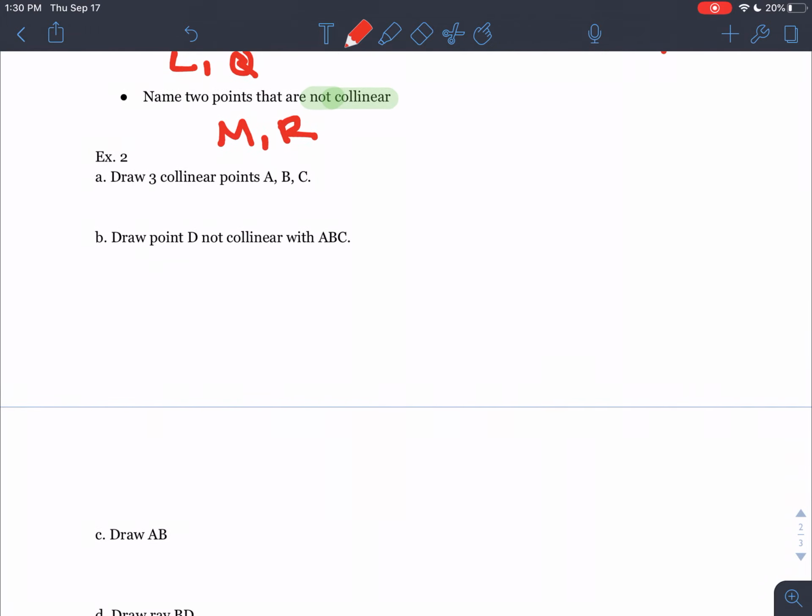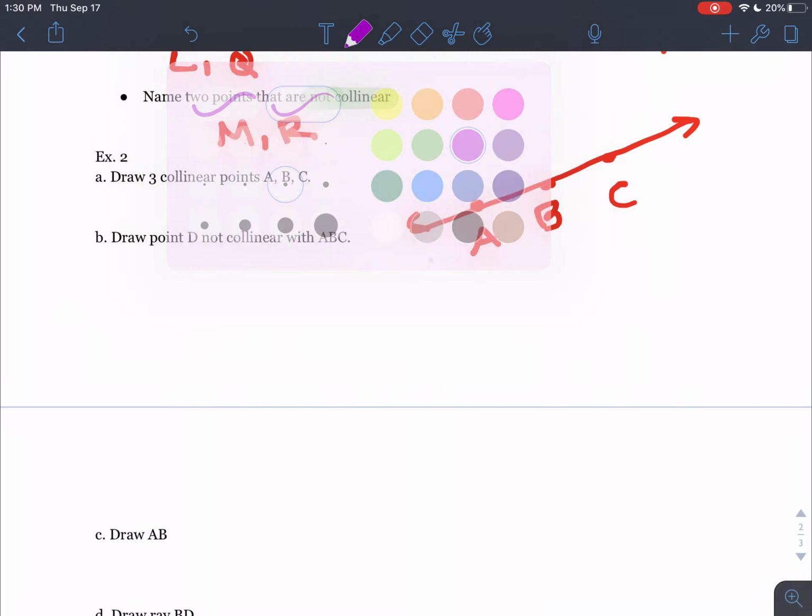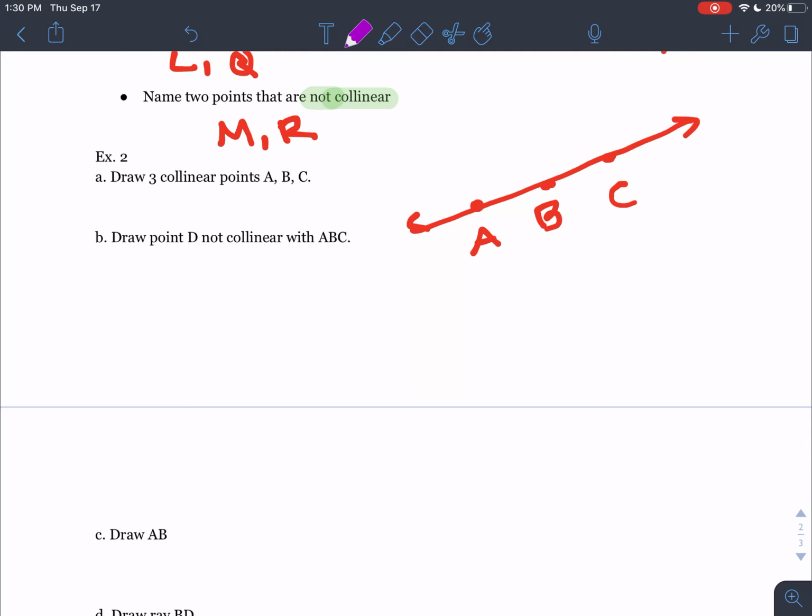With this example, if I ask you to draw 3 collinear points A, B, C, it means I want 3 points that are on the same line. That means they are collinear. Draw point D that's not collinear with A, B, C, meaning it does not lie on the same line as points A, B, or C. So I can draw point D anywhere but on that line.